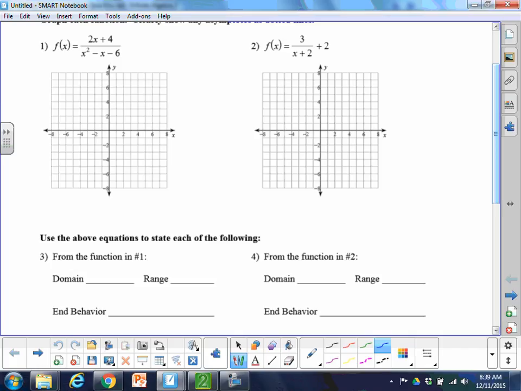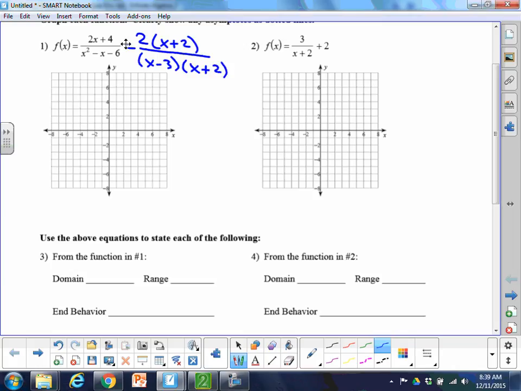So a good idea is to always start by factoring if you can simplify something. So I see that the numerator has a common factor of 2, which I can bring out front and be left with x plus 2. And the denominator is a trinomial that can be factored into x minus 3 and x plus 2.